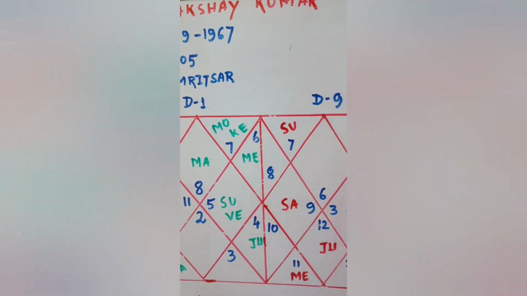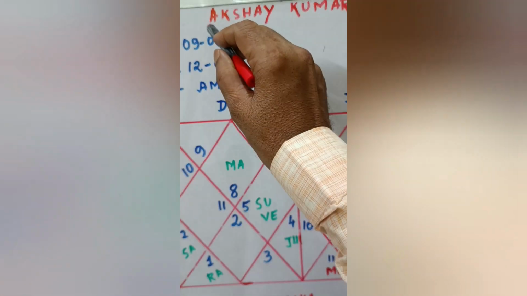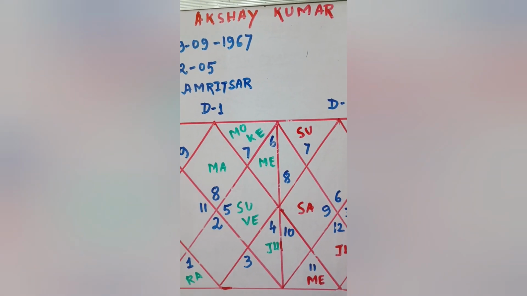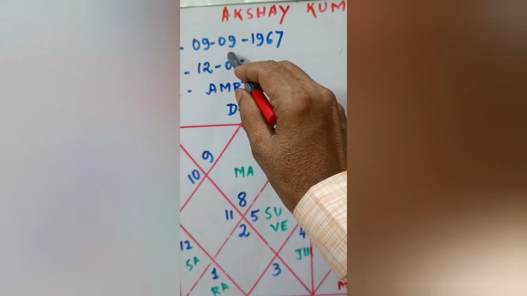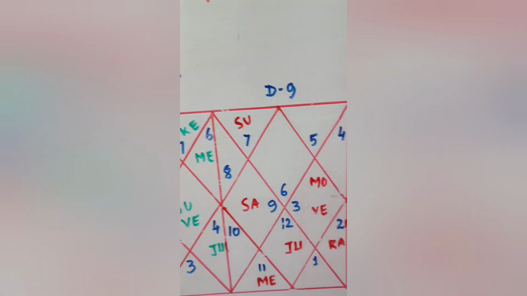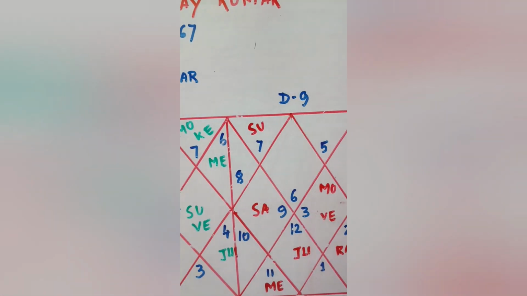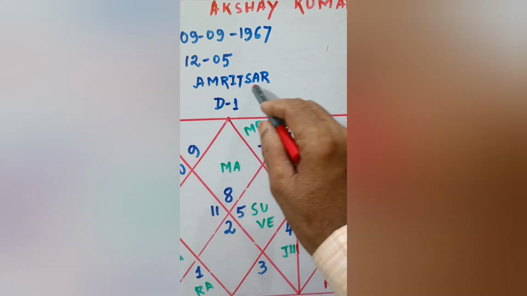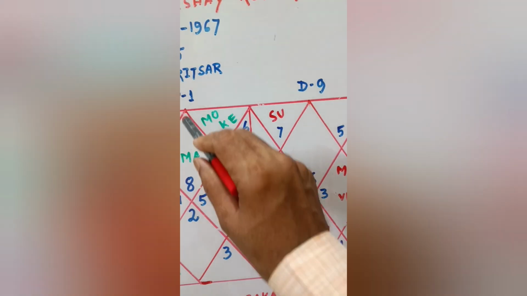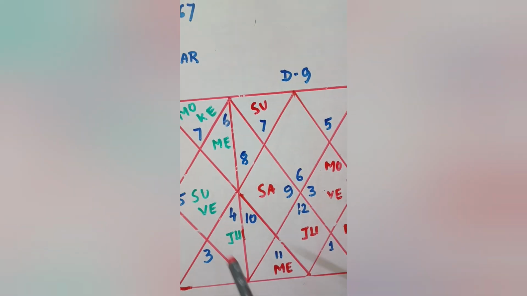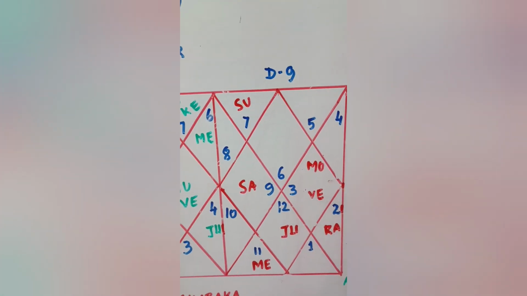Coming to the chart of Akshay Kumar, great celebrity actor of Bollywood. Date of birth is 9 September 1967. Time of birth 12:05 p.m. Place of birth Amritsar, Punjab. This is the D1 chart and that is the D9 chart. Both should be compared here.